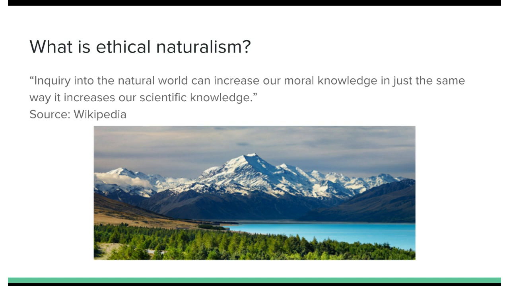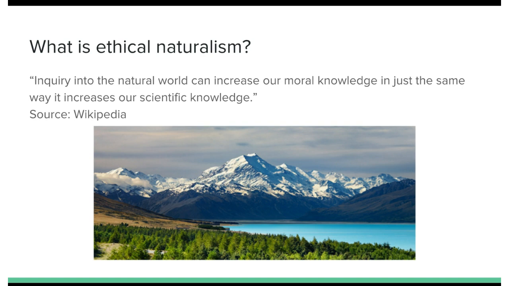I've stolen this quote from Wikipedia because I think it helps sum up the core of this ethical theory. The quote says, "Inquiry into the natural world can increase our moral knowledge in just the same way it increases our scientific knowledge." So if you picture that scene there and imagine that a scientist went to that place and let's just say they wanted to test the pH level of the soil. They might use some special equipment and they might take some tests and record the results of those tests, and then they would have some objective data to draw some conclusions from about the soil sample in that particular place.